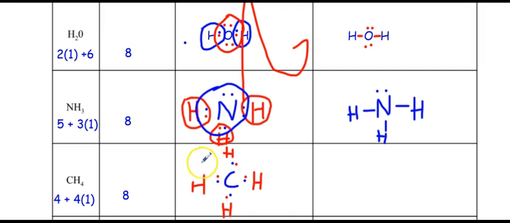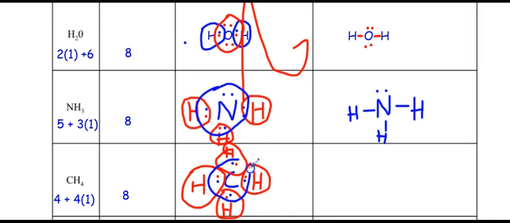And there we go. So this hydrogen has 2, this hydrogen has 2, this hydrogen has 2, and this hydrogen has 2. All right. Each hydrogen has exactly what it wants. And notice here's carbon with its 8. Isn't that great?